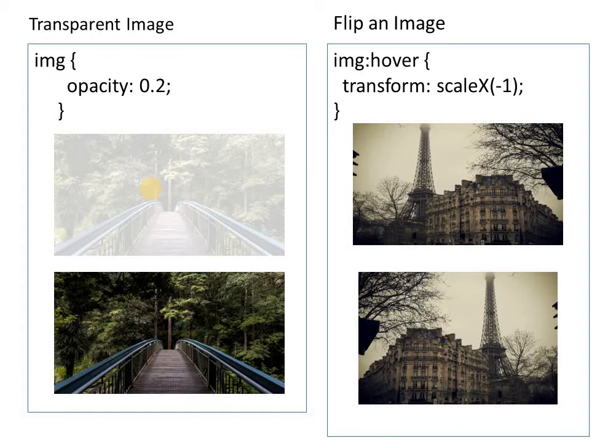Now there is another property, that is flip an image. That means you can transform your image in the X direction, Y direction, like that. For that purpose you have to use the transform property of CSS.